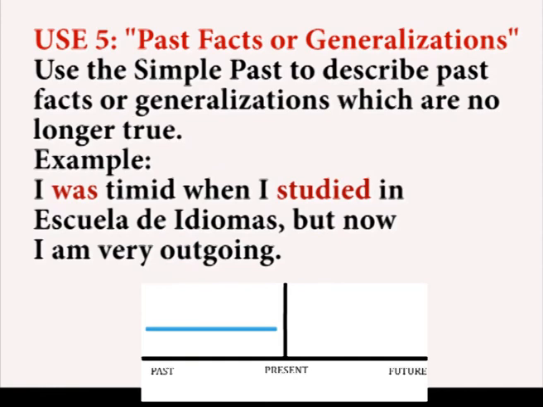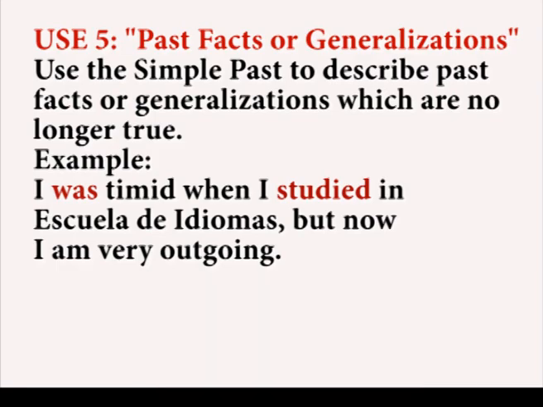Use 5. Past facts or generalizations. Use the simple past to describe past facts or generalizations which are no longer true. Example: I was timid when I studied in Escuela de Idiomas, but now I am very outgoing.